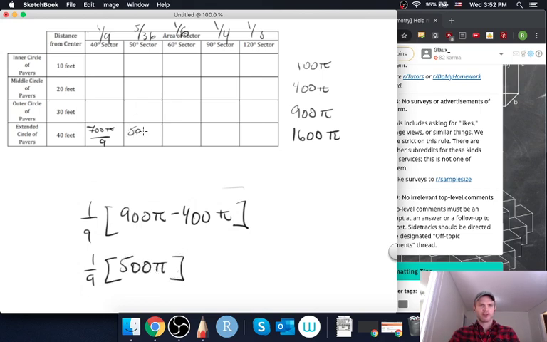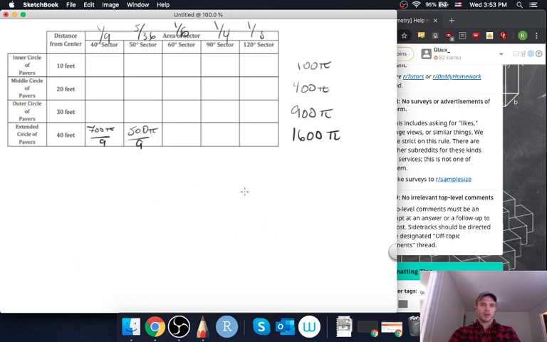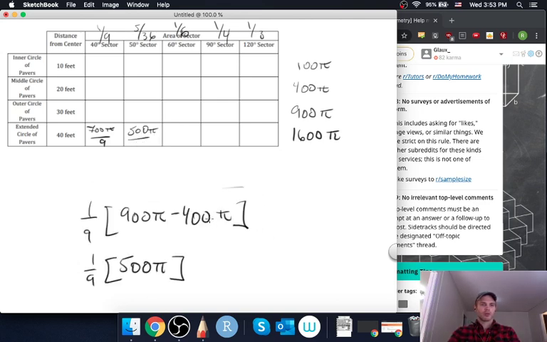So we've got 500, which has factors of 5, 2, and 5. There's only factors of 2 and 5. This says 3, so this is 500 pi over 9. That doesn't reduce. Oh, I'm sorry, I wrote this in the wrong spot. This should go here.